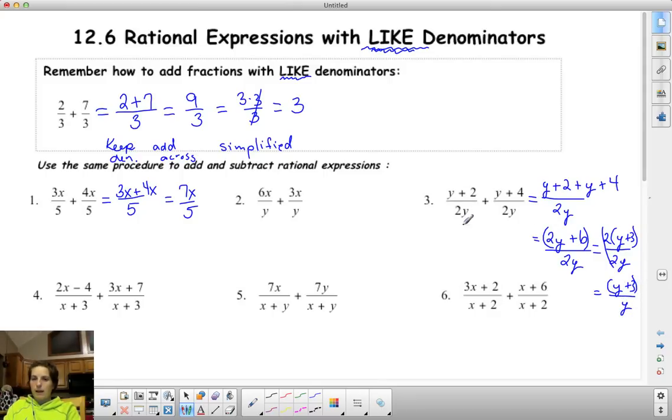So again, let me recap our steps. We made an observation that we had the same denominator. So we kept it and we added straight across. We combined like terms because that's what that addition is. So we did y plus y to get 2y, 2 plus 4 to get 6. And then I saw that I could undistribute, or I could factor 2y plus 6. So I did. I undistributed the 2 to get y plus 3. The purpose in it being that 2 over 2 becomes a 1, so y plus 3 over y.